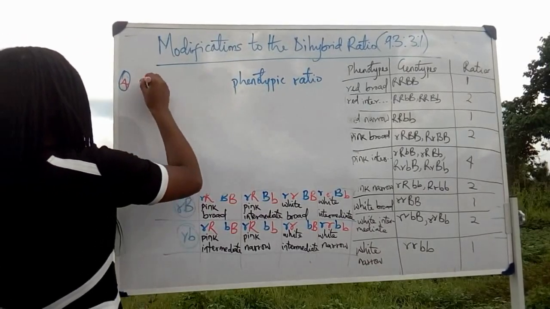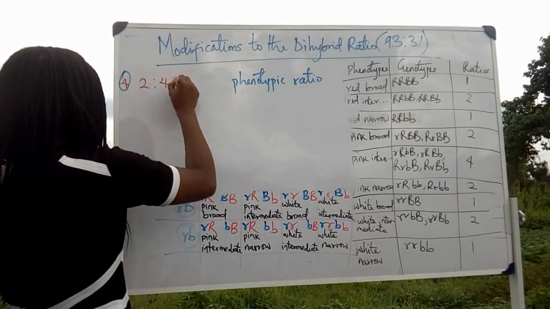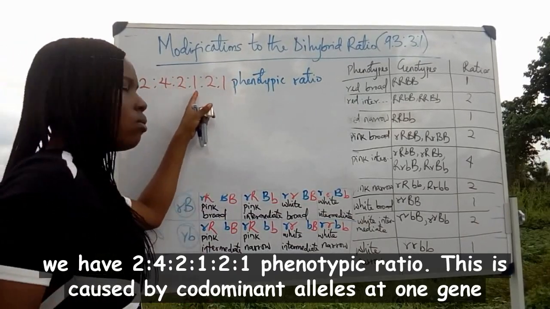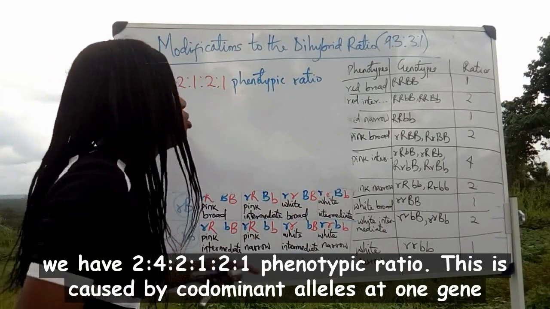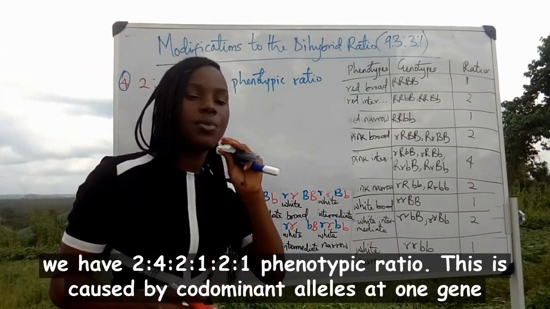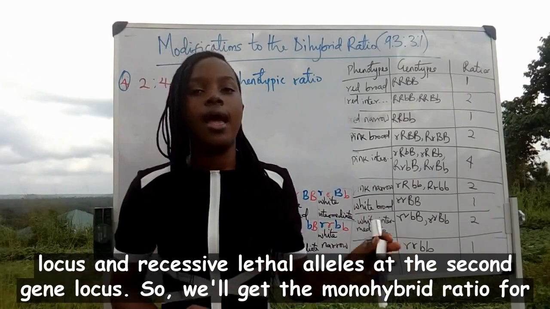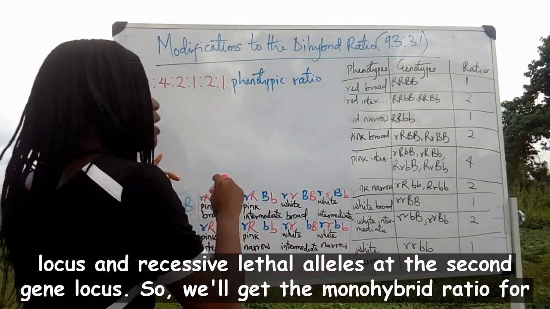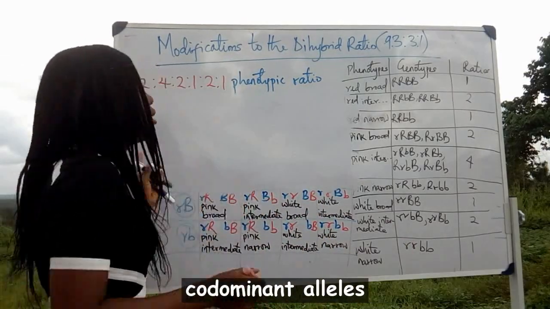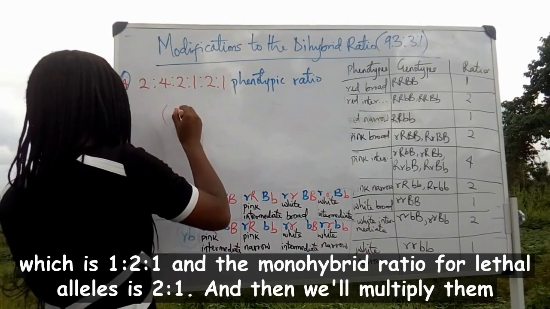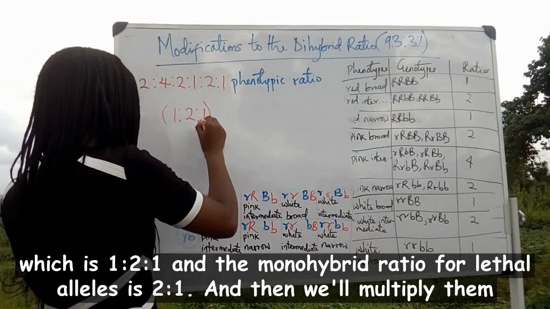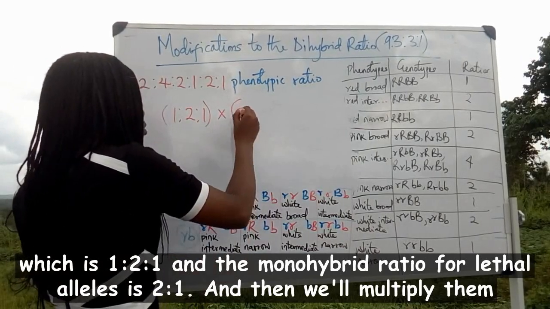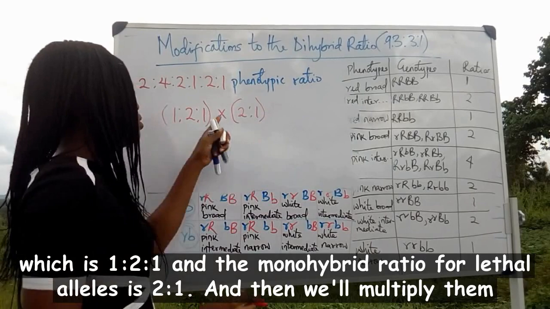We have 2 to 4 to 2 to 1 to 2 to 1 phenotypic ratio. This is caused by co-dominant alleles on one gene locus and recessive lethal alleles in the second gene locus. So we get the monohybrid ratio for co-dominant alleles, which is 1 to 2 to 1. And the monohybrid ratio for lethal alleles is 2 to 1. And then we multiply.